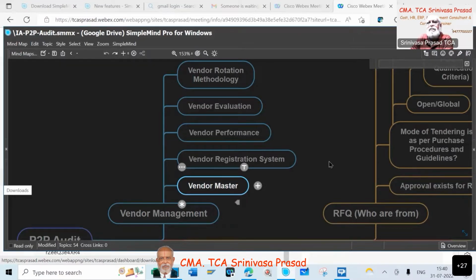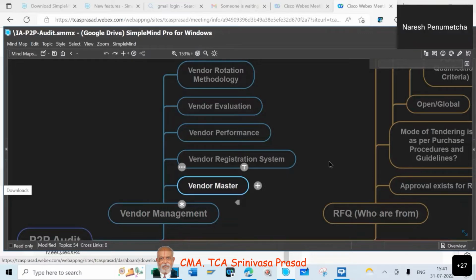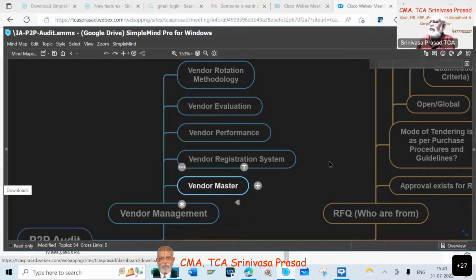It hits the bottom line. Am I right or wrong? Any penalty? Yes or no, please? Yes. It's an avoidable expenditure. Am I right? Expenditure. Yes, sir. So okay, any auditor should see, but if a CMA is going to do the audit, more than anything, you should look at those angles which are going to hit the bottom line.